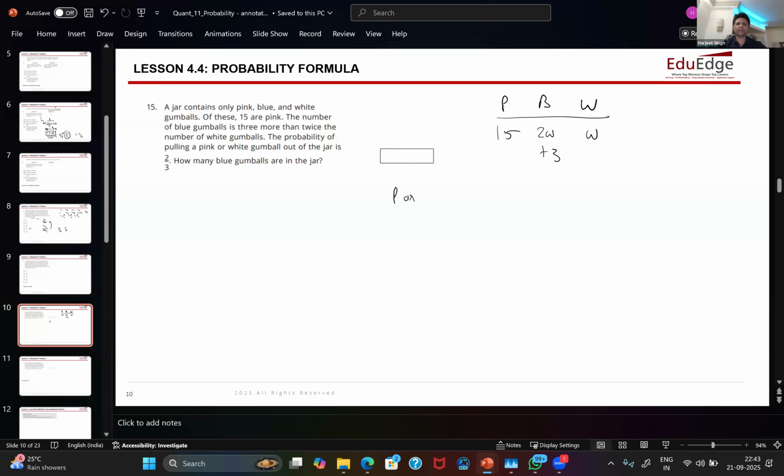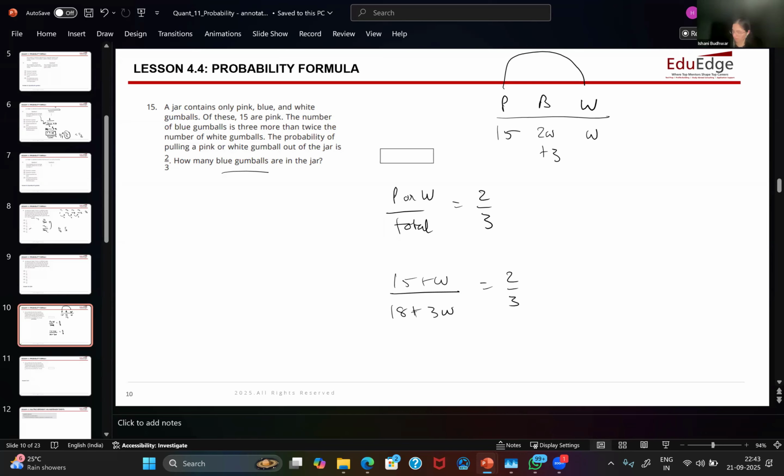So pink or white divided by total is 2 by 3, which means they're combining these two, which means 15 plus W divided by total, which is 18 plus 3W, should be equal to 2 by 3. So what's W? And they're asking, by the way, for the blue gumballs. So once you have W, we can find B.